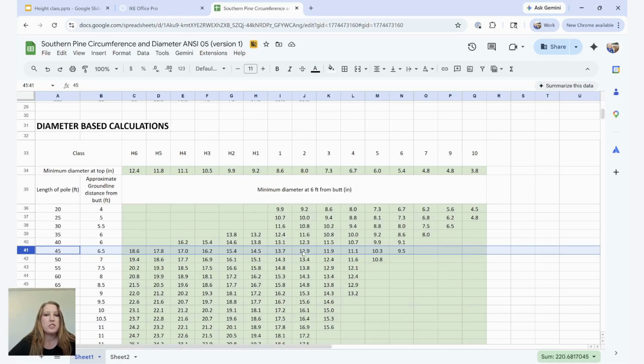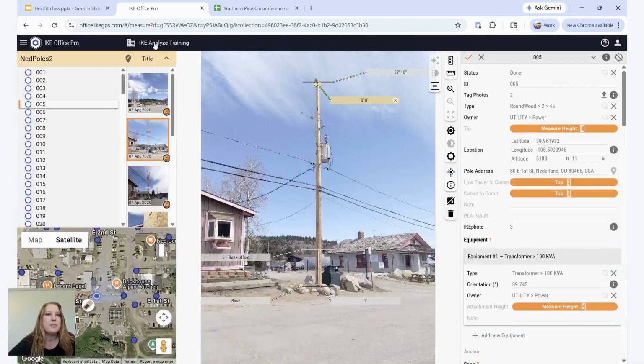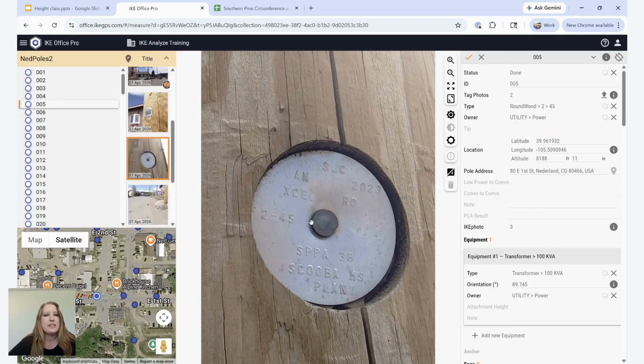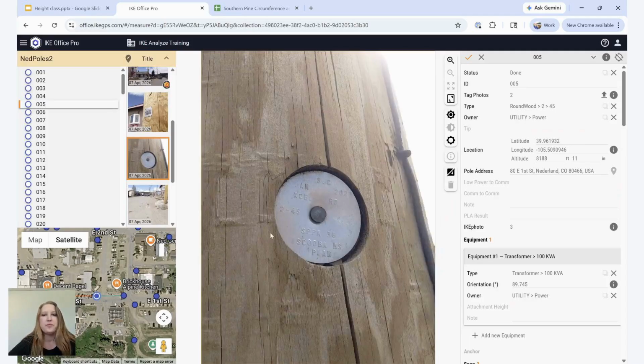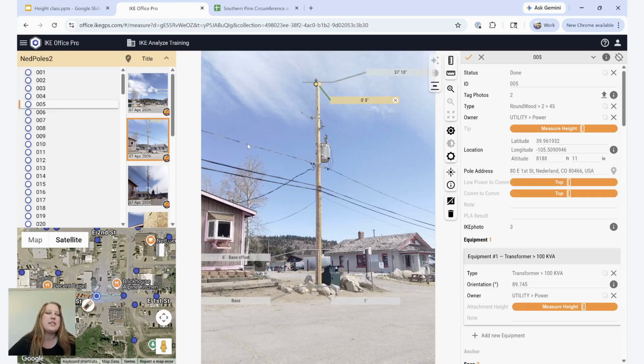Because I took that extra measurement up top, I do have that here. And I measured it at 8 inches. So I feel pretty confident this is a class 2 with that two data set confirmation. This pole did have a birthmark and it is a class 2. So if you're training people, it's nice to use poles that have birthmarks so you have a clear yes, no on whether they got it right.